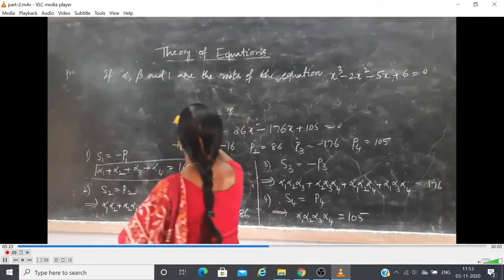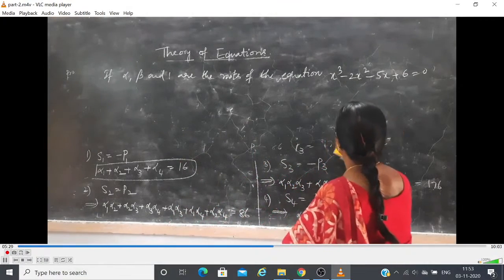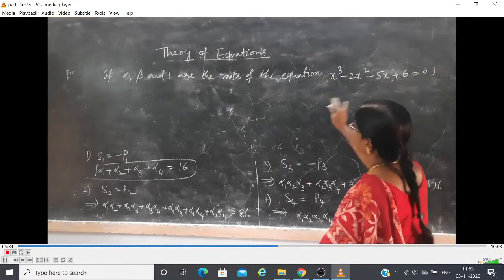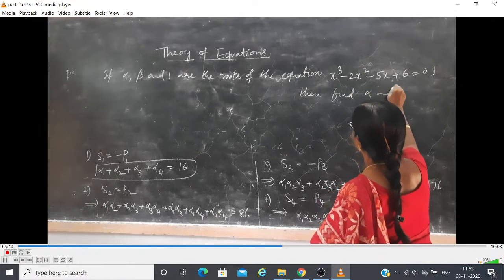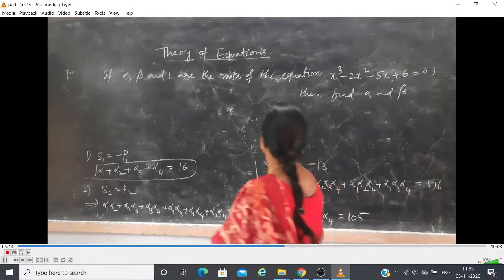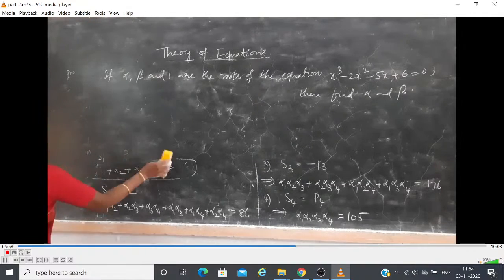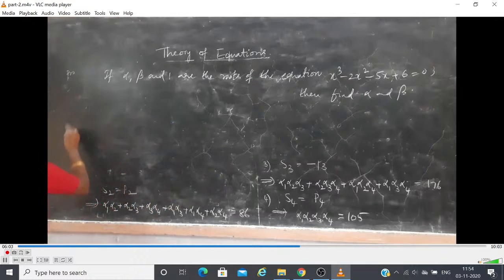So in the previous problem there is only one unknown in the roots. It is 1, 2 and alpha, I said, minus 1, 2 and alpha like that. Here there are 2 unknowns. Then find alpha and beta. See here, alpha, beta and 1 are the roots of the equation x cube minus 2x square minus 5x plus 6 equal to 0. Then find alpha and beta. Okay. This is also important for 2 marks.